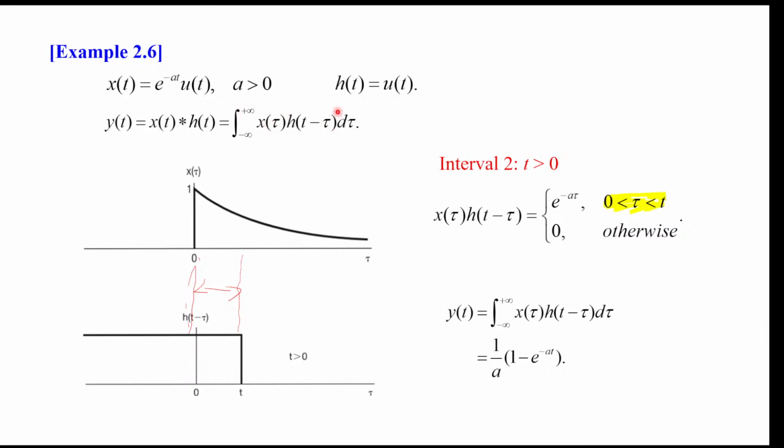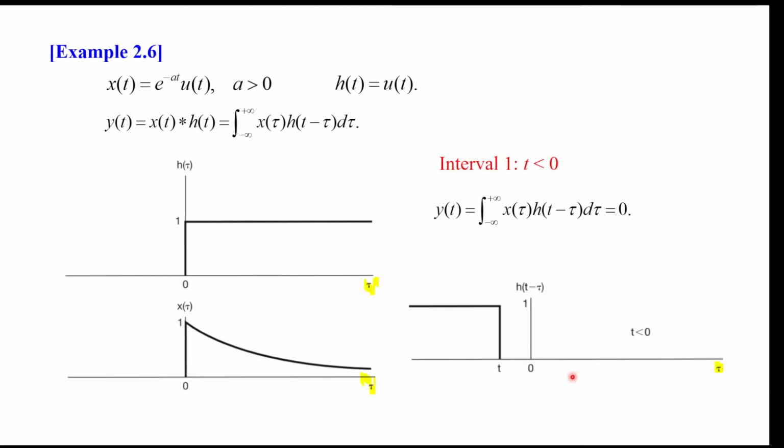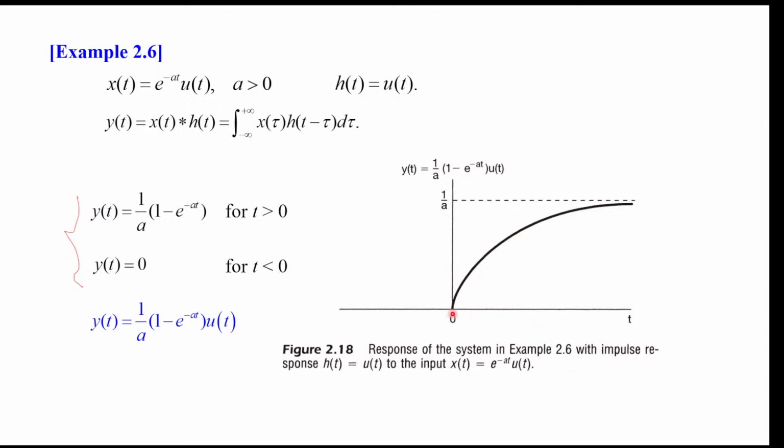We need to be careful about our variables here. Tau is a variable that should be integrated out, so your answer should only be a function of t. So when t is less than 0, y of t is just 0. When t is greater than or equal to 0, we have 1 over a times 1 minus e to the minus a t, an exponential function saturating to 1 over a. If you want to write those two equations as one, you can multiply this function by the unit step function, so that when t is less than 0 it gives 0.